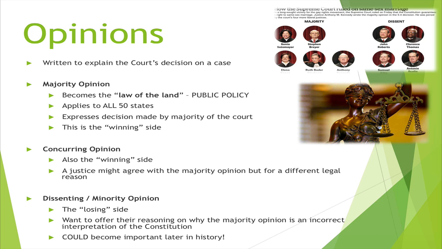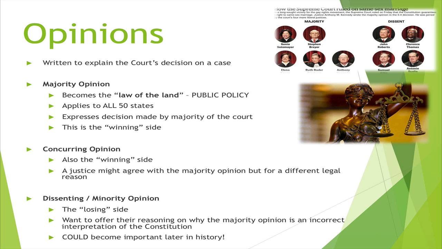We could also have what's called a concurring opinion. This is also going to be on that winning side, so the side that had more justices voting for their interpretation. And basically, a concurring opinion is an explanation by a justice who might agree with the outcome of the case, but might agree for a different legal reason. So for example, if there's a case going on, the majority opinion may say, we think the Fourth Amendment was violated in this case, and therefore we side with person A.